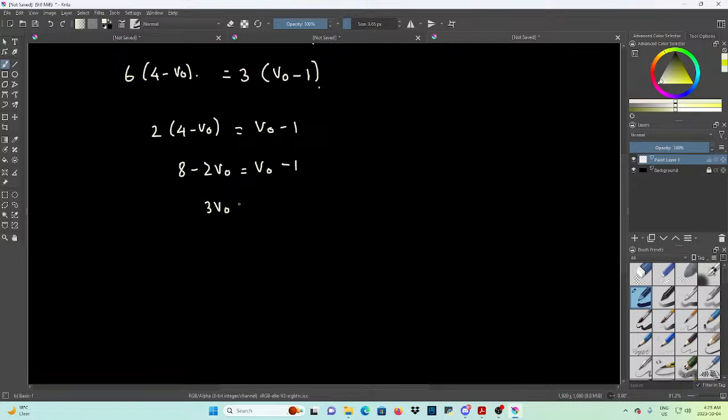Therefore 3 V0 is equal to 9. Therefore V0 is equal to 3 volts, and that's the output voltage. That's what the question is asking for.